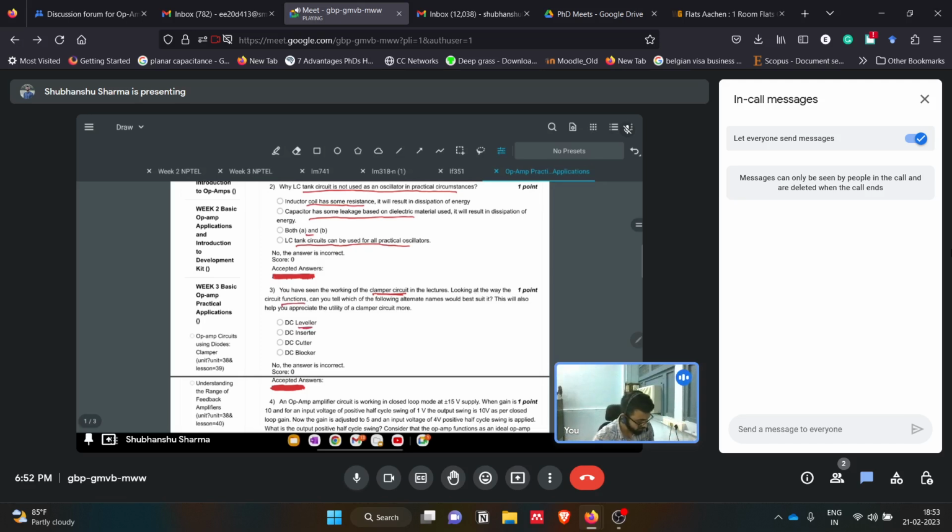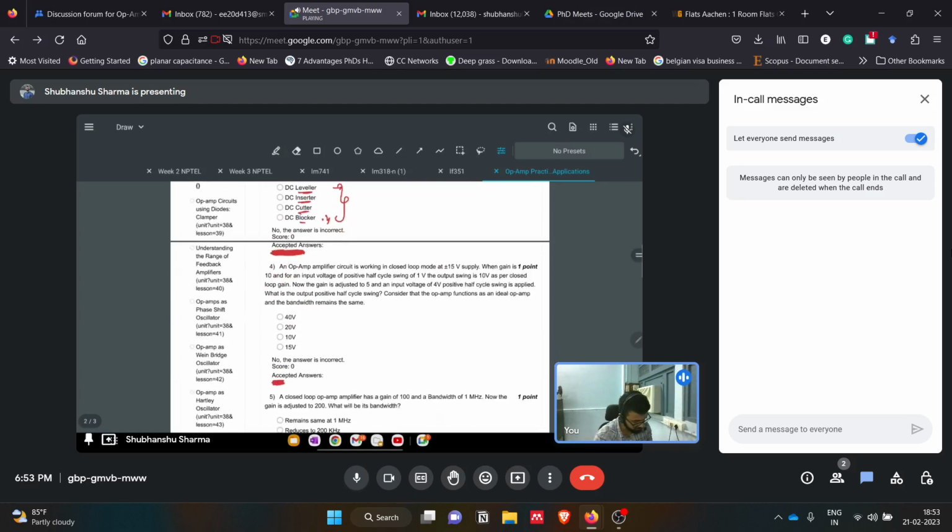Was it a leveler? I will tell about these things. A blocker is basically blocking something. A cutter is basically cutting or clipping, you can say. An inserter is basically inserting some DC voltage to the output voltage, and a DC leveler is leveling that thing, making the output signal come to a level, like some threshold level. So based on that you can easily do this.